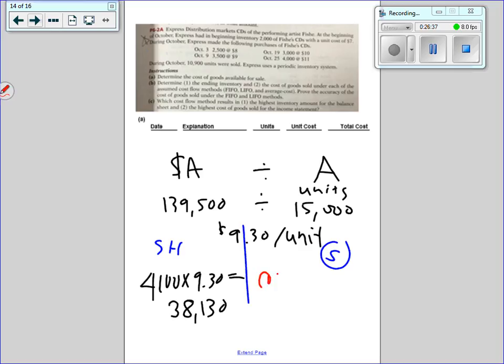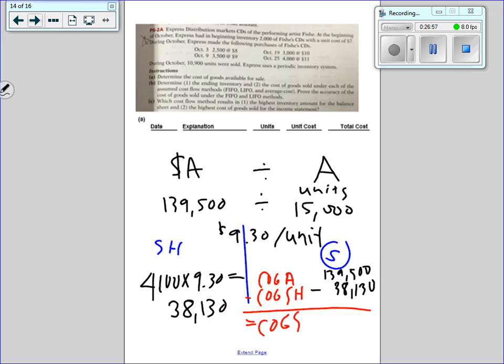We still do cost of goods available minus cost of goods sold. I hope you're getting bored with this because that means you're getting it. Again, 139,500 minus what we just calculated to equal a number that's going to be what relative to FIFO and LIFO? In the middle, because it's averaging. It's not the extreme low prices or the extreme high prices. It should be right smack dab in the middle.